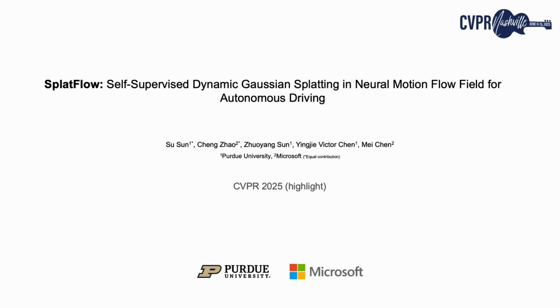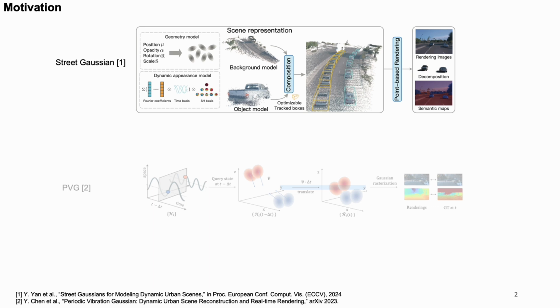Presenting SplatFlow, Self-Supervised Dynamic Gaussian Splatting in Neural Motion Flow Field for Autonomous Driving, at CVPR 2025. Original 3D Gaussian splatting struggles with dynamic urban scenes due to limited temporal modeling.